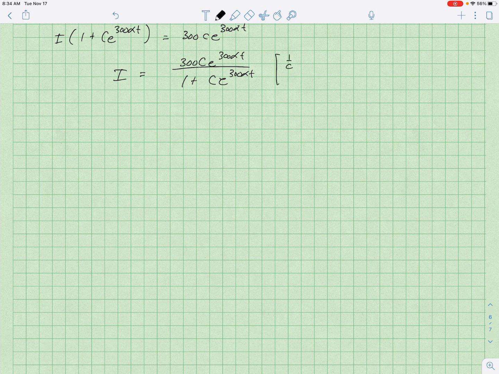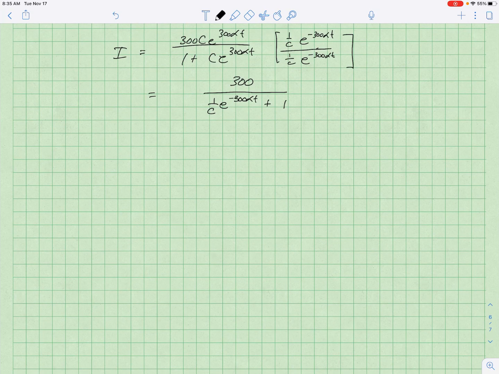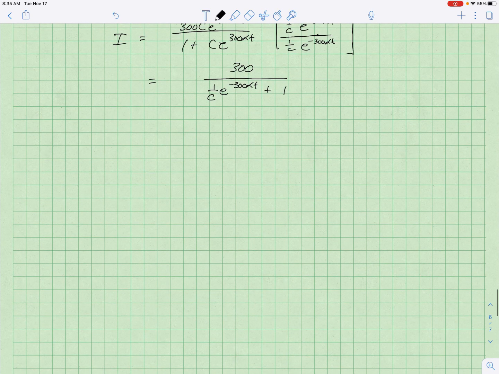I'm going to multiply top and bottom by 1 over c, as well as e to the negative 300 alpha t. Why am I doing that? Because it's going to clean things up real nice. This is going to be 300 divided by 1 over c e to the negative 300 alpha t plus 1. And I guess I was a little premature there on what I was calling c. I'll use a different letter. I'll use beta is equal to 1 over c.